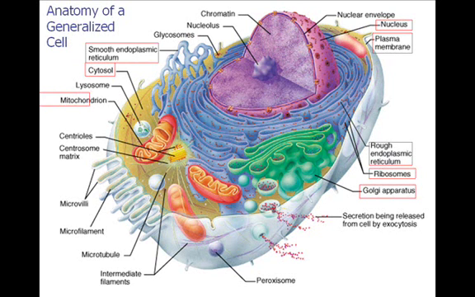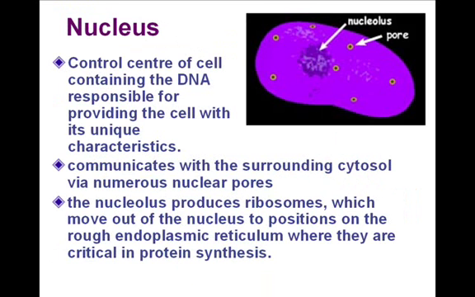the Golgi apparatus, or the warehouse of the cell, the mitochondria, or the powerhouse of the cell. There's the lysosome and the peroxisome. Those are the main things we'll look at here. We'll look at those in a little bit more detail right now. The microtubules as well we'll look at too.